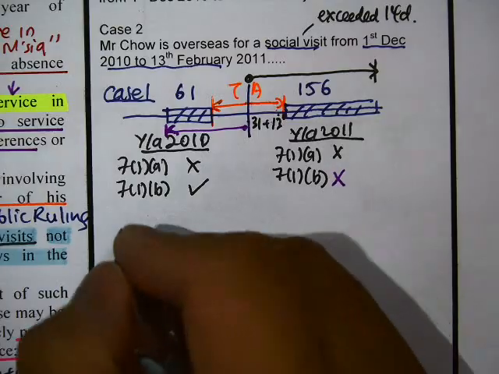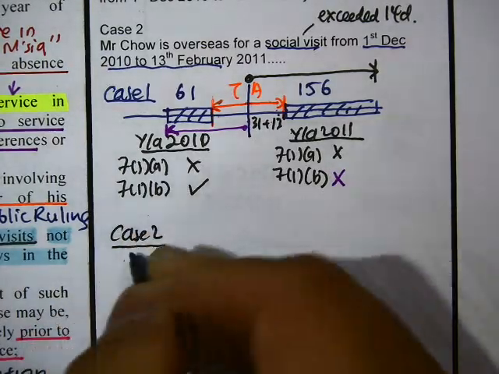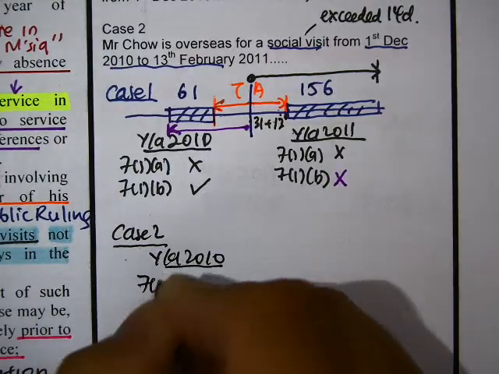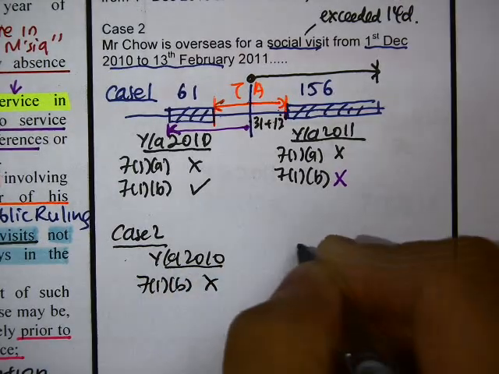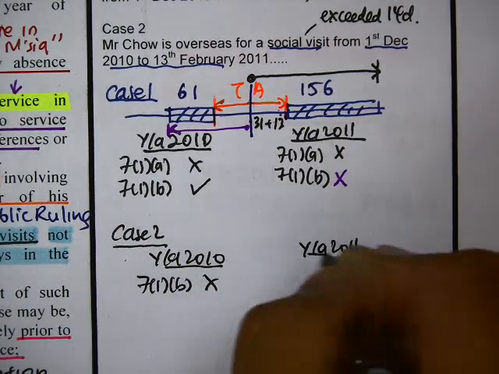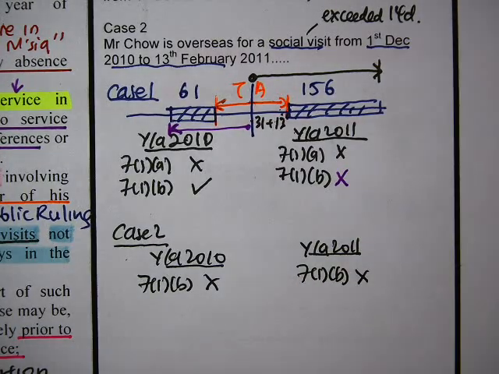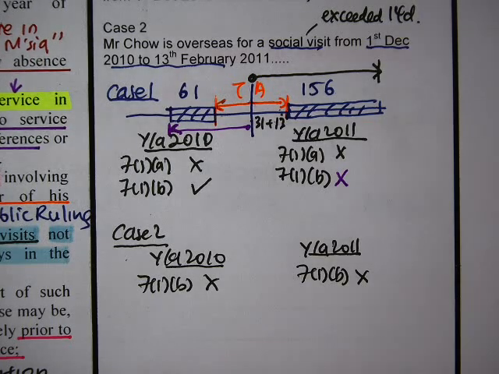Okay, so in case 2, it's quite obvious that in 2010 you're going to fail B, as well as in 2011 you're going to fail B as well. Follow? Right. So that's the example that explains 71B. Okay, so we're going to end this video here, and we're going to proceed with the next video on C as well as 71D. Right, thank you class.